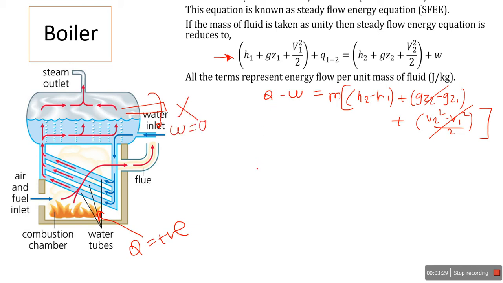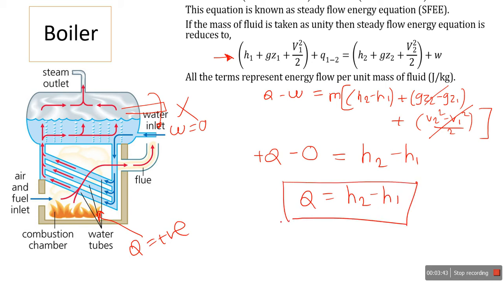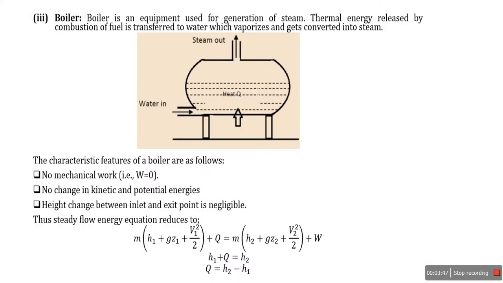Now in the equation, Q is positive and W is 0. For unit mass there is only H2 minus H1 on that side, so for the boiler the steady flow equation becomes Q equals H2 minus H1. Again, no mechanical work, no change in kinetic energy, no change in potential energy, and the height change between inlet and exit is negligible. The final equation is Q equals H2 minus H1.